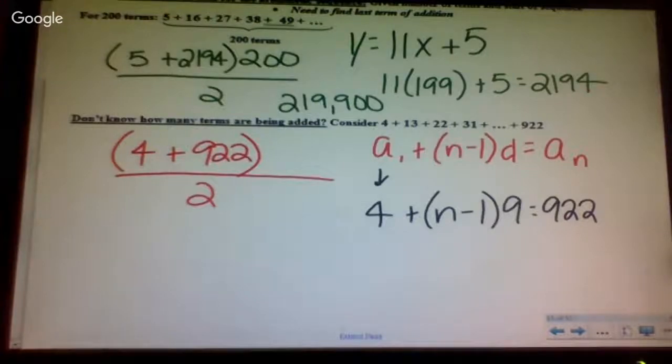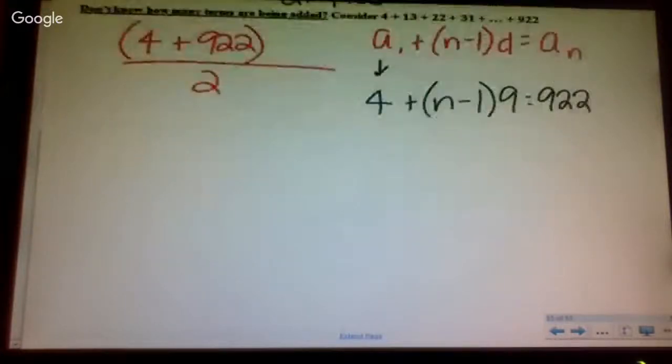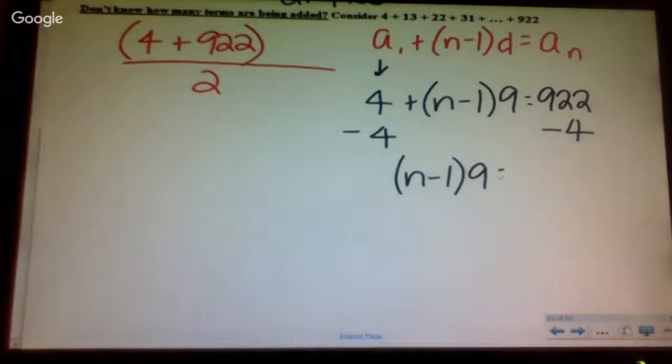I gave this to you on the other side of the page. A sub 1 is your first term, A sub n is your last term. Solve this for me. What do I do first? You subtract 4. Okay, so Emil wants to subtract 4 from both sides. That gives me n minus 1 times 9 equals 918. Now what?